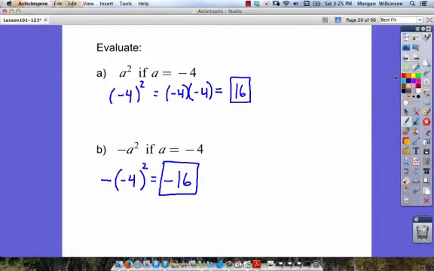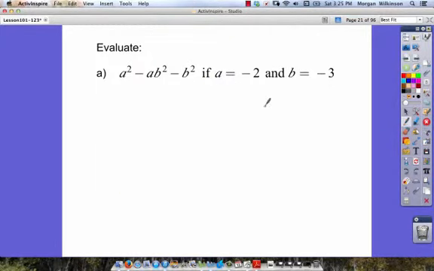Let's look at another example. Here we have to evaluate a² - ab² - b². And remember, the most critical thing when you're doing this is to make sure you use parentheses before you substitute your value in. So I'm just going to make my parentheses first: (a)² - (a)(b)² - (b)². So the first two parentheses are a. So that's negative 2. So we get (-2)² - (-2). The b's are our next two parentheses that are open, and they should both be negative 3.